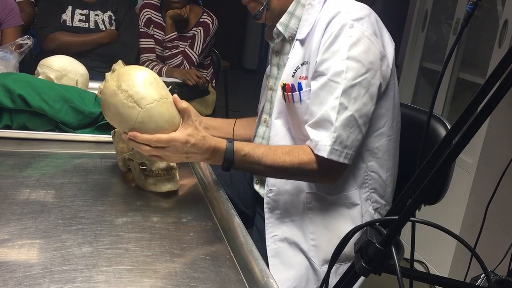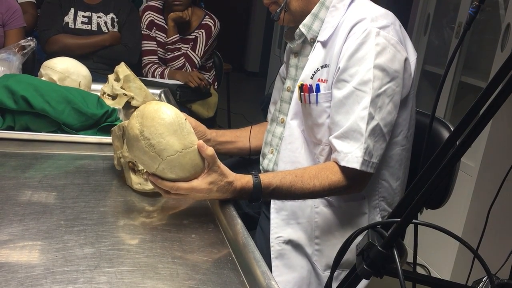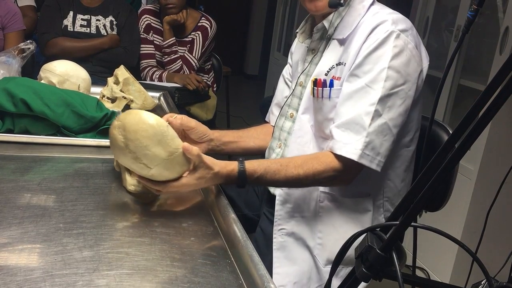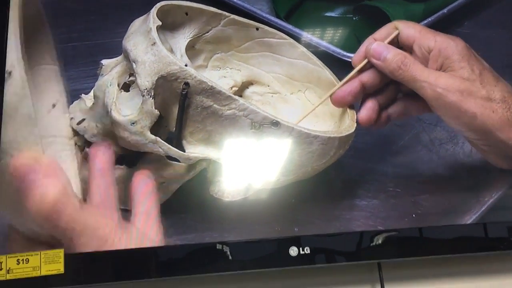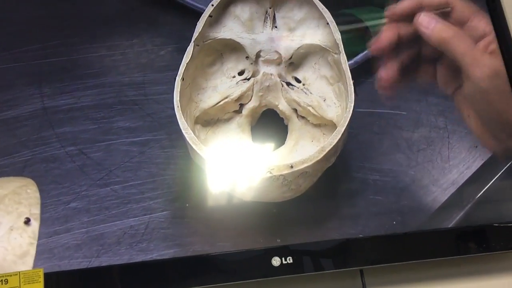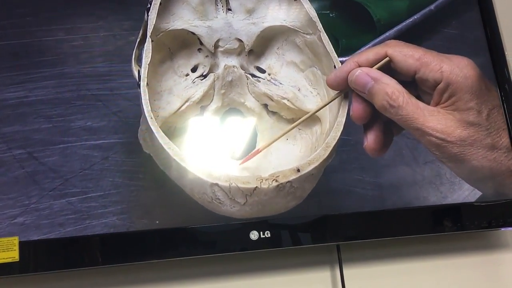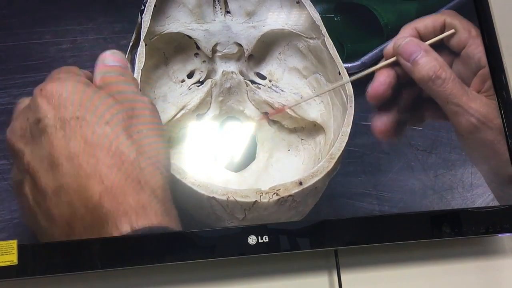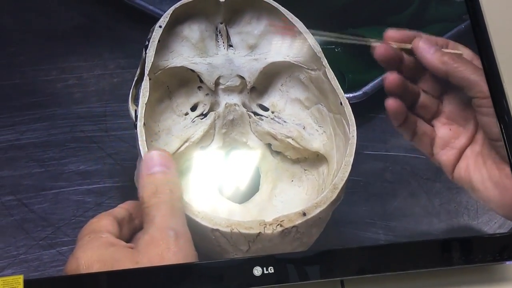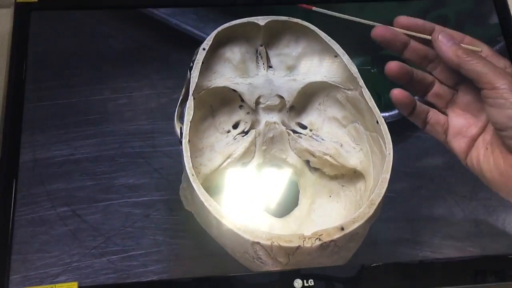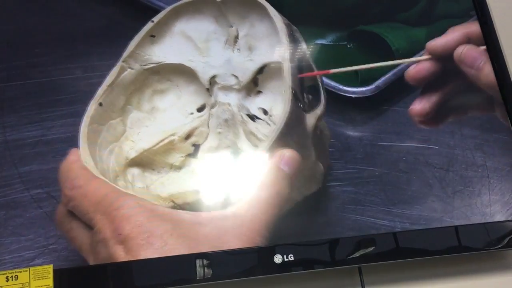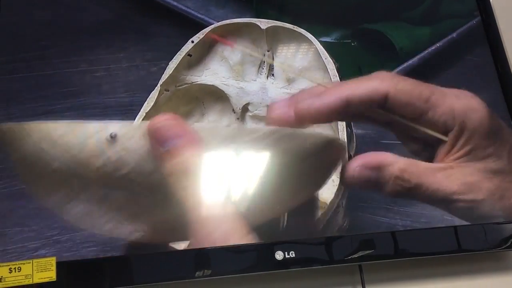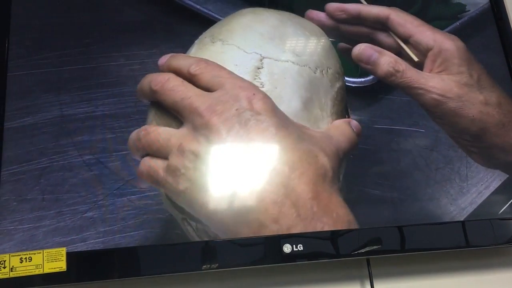contribution from the ethmoid, the sphenoid, the occipital bone, and the frontal bone. Those are the 4 single bones, and the 2 pairs are the 2 temporal bones and the 2 parietal bones. Okay, so those are the bones we'll be encountering today. As I say, I'm talking about the outer part.